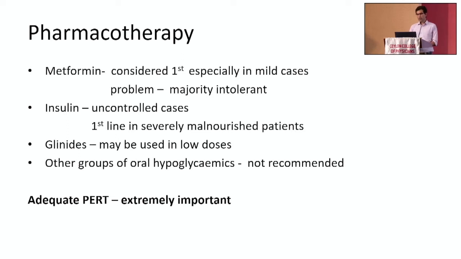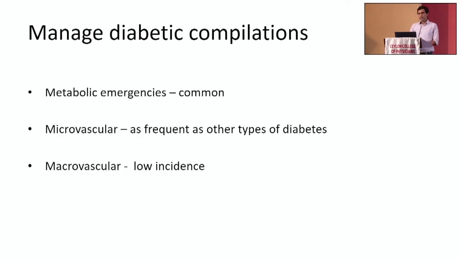Another important aspect of glycemic control management is adequate replacement of pancreatic enzymes, because as I previously mentioned in the pathophysiology, it helps to increase endogenous insulin secretion as well as reduce the incidence of hypoglycemia. So this is one of the key areas in the management. Then the screening and management of diabetic complications is also important. They are more prone to metabolic emergencies, and microvascular complications are seen as frequently as in other types of diabetes. However, it appears the macrovascular complications are relatively low in this group of patients.